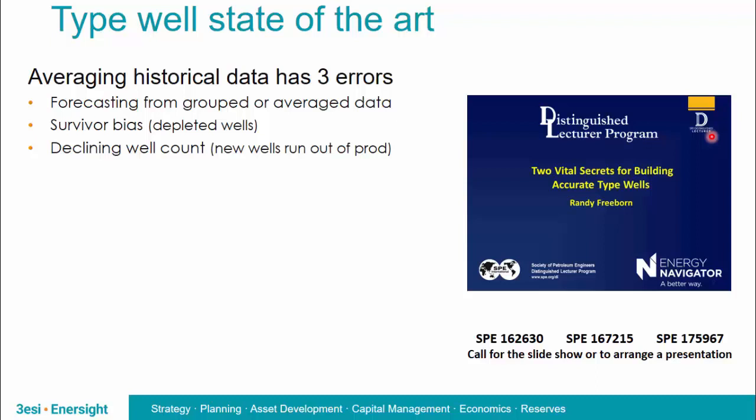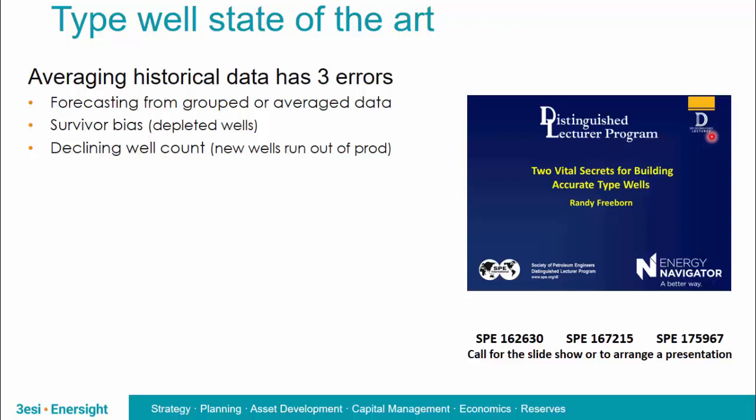The first error is forecasting from grouped or average data. What I mean by this is when we average all of our production while there's still data to average, we then have to complete our rate time profile. And we complete that from the averaged or grouped data, and that creates an error. The second type of error is something I call survivor bias, or we in industry call survivor bias, and it deals with how we handle depleted wells.